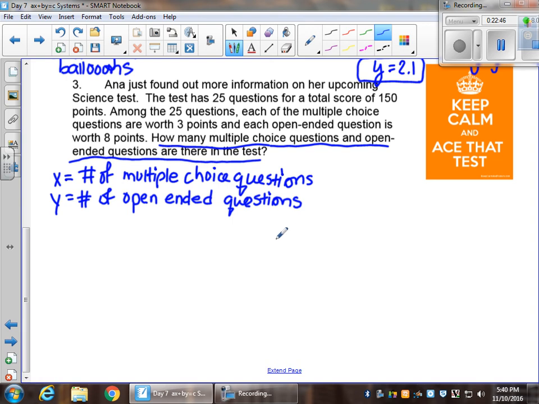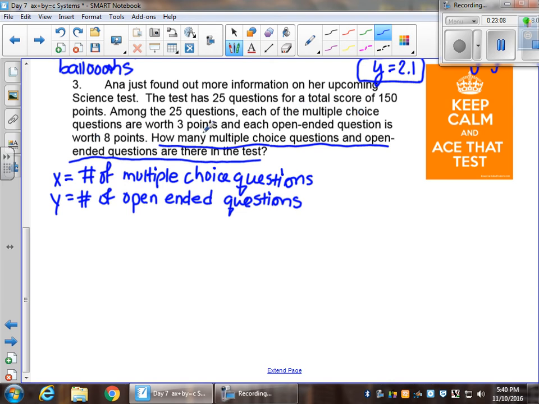Fantastic. We've underlined our question. We've defined our variables. Let's start mentally grouping what goes together. When told the test has 25 questions for a total score of 150 points, among the 25 questions, I've got the information about multiple choice questions.